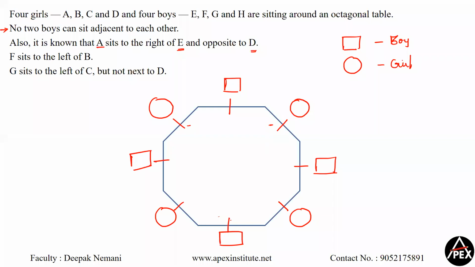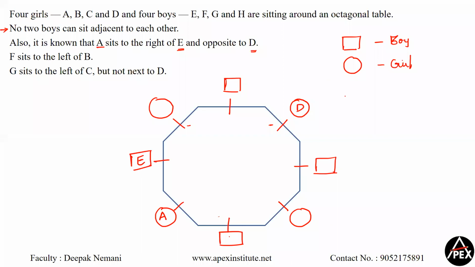Okay, so let me consider A is a girl. Fine, so let me consider A here. A sits to the right of E, so E will be sitting here, and A is opposite to D, so D will be sitting here.